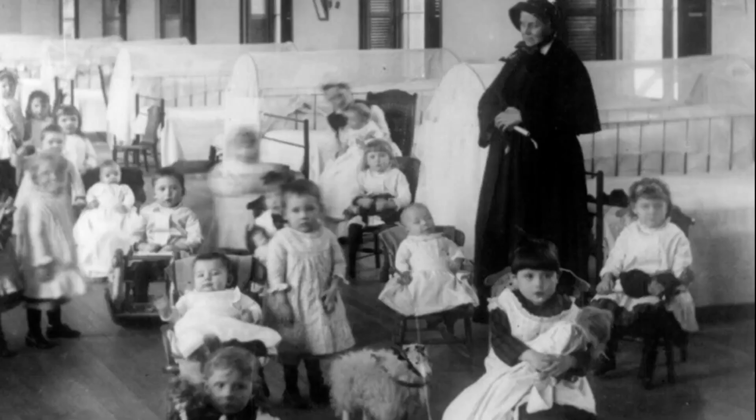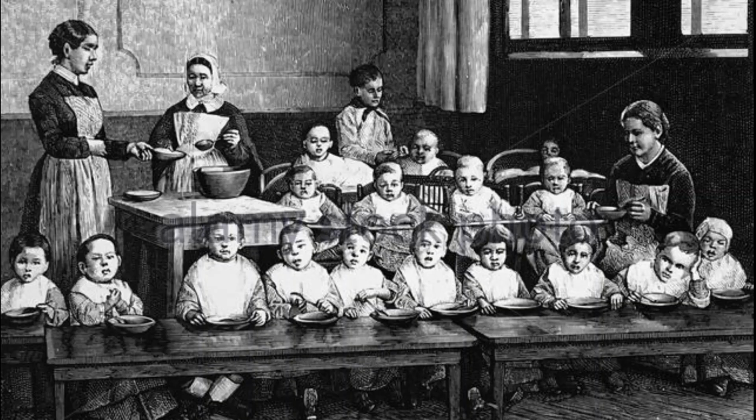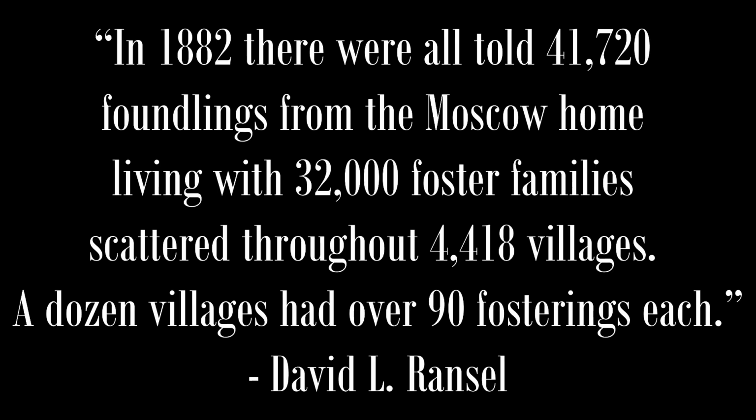Historian David L. Ransell states that Moscow was receiving between 16 and 18,000 infants annually by the 1880s, and sending over 10,000 of these each year to outlying villages for care. In 1882, there were all told 41,720 foundlings from the Moscow home, living with 32,000 foster families, scattered throughout 4,418 villages. A dozen villages had over 90 fosterings each.